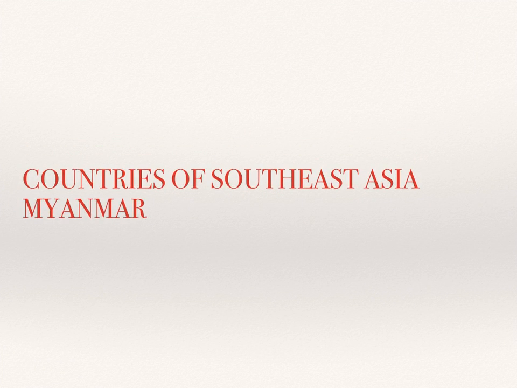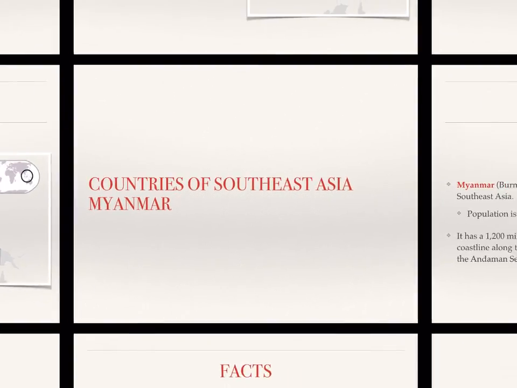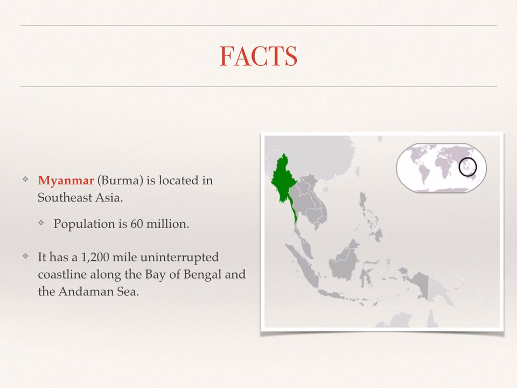Countries of Southeast Asia, Myanmar. Facts. Myanmar, also referred to as Burma, is located in Southeast Asia. Its population is about 60 million. It too has a long coastline that is located along the Bay of Bengal and the Andaman Sea. If you look to the right, you can see a location map of where this country is located in relationship to its neighbors.